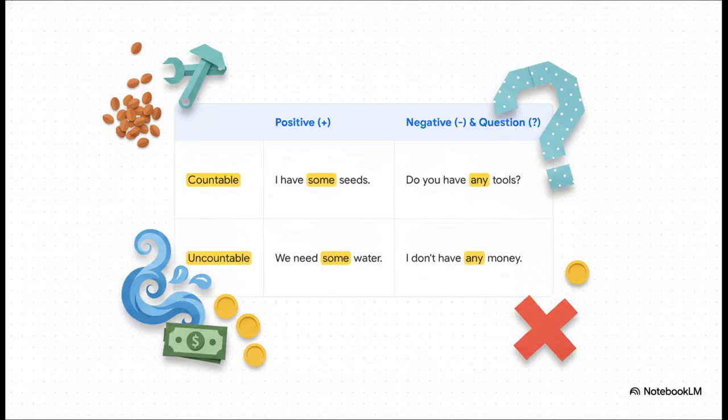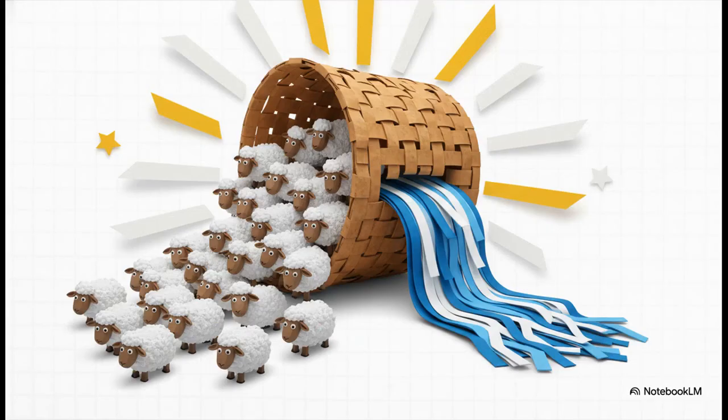Now, what about the words some and any? Well, the cool thing is, the rule is the same for both kinds of nouns. Generally, you use some in positive sentences, like I have some seeds, and you use any when you're making a negative statement or asking a question, like I don't have any money. And hey, I've got some great news for you, a little shortcut to make life easier. If you want to talk about a large amount of something, you can just use the phrase a lot of. It works for everything. A lot of animals, a lot of water. It's your new best friend.